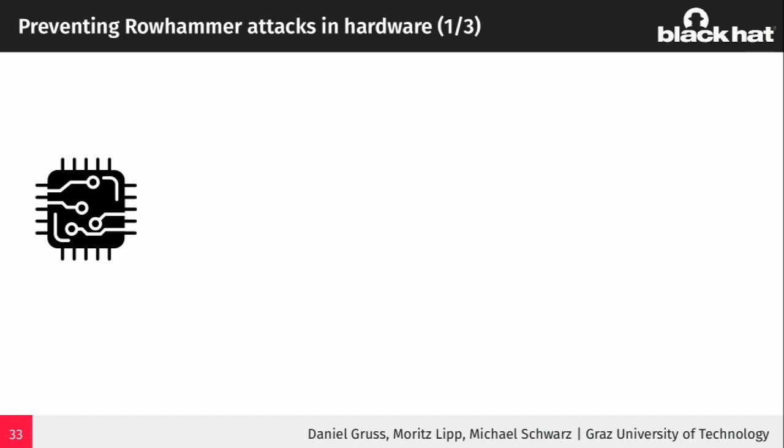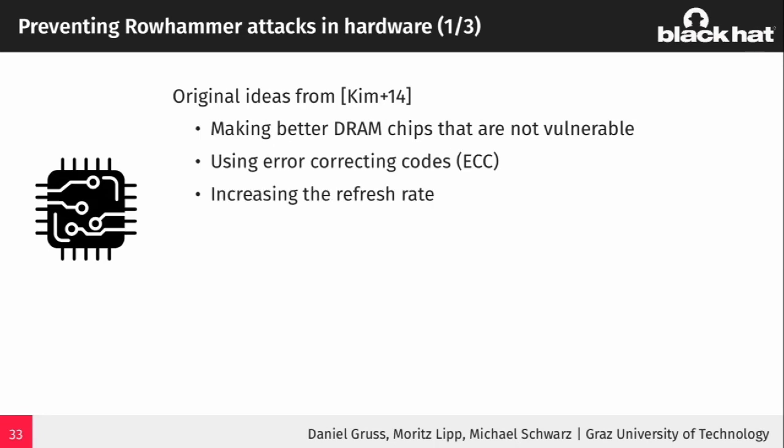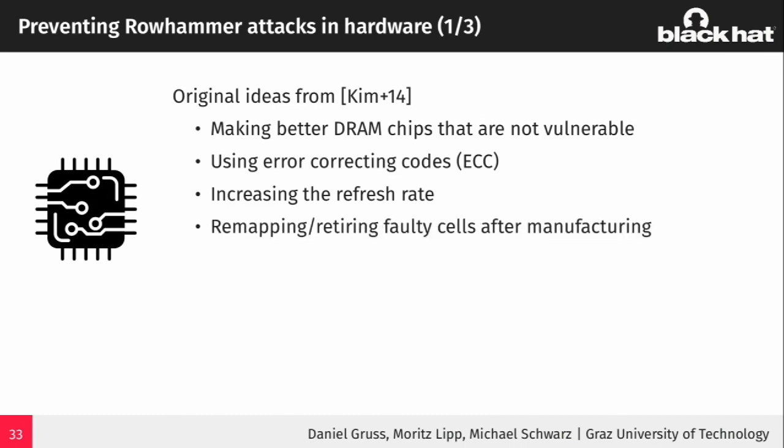So there are also some other solutions that we have in hardware. The original ideas were proposed in the Kim et al. paper that showed that we have those bit flips. So an easy approach is we just make better DRAM chips that are not prone to bit flips at all, or we use ECC like Daniel described now, or we just increase the refresh rate. But all of that is not sufficient. ECC is a good way to go.